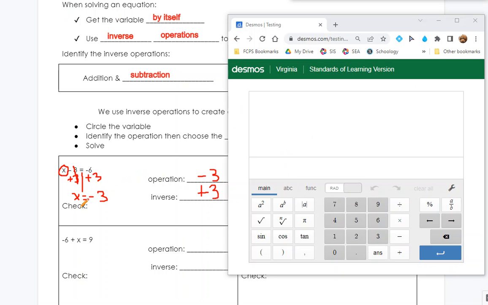So the good thing with equations is I can always check my work, right? And I can check my work by plugging my answer into my original equation. So I see my original equation is this x minus 3 here, right? So if I said x equals negative 3.